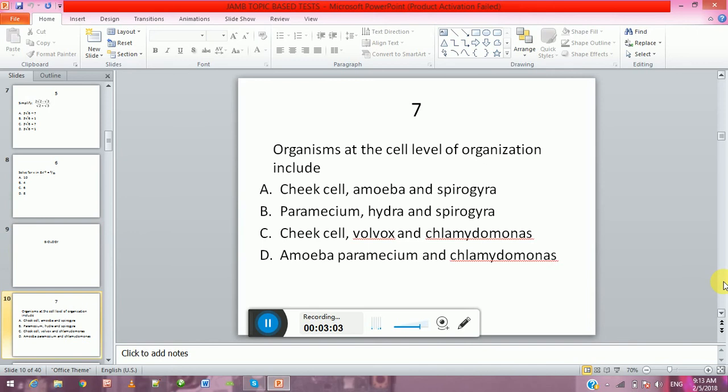Biology. Organisms at the cell level of organization include A. Chick cell, amoeba and spirogyra. B. Paramecium, hydra and spirogyra. C. Chick cell, volvox and chlamydomonas. D. Amoeba, paramecium and chlamydomonas.